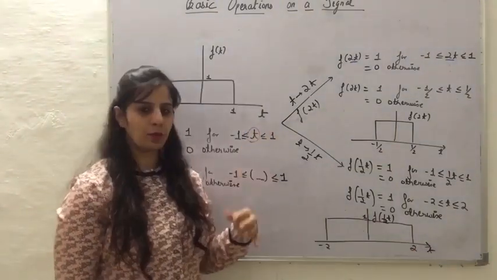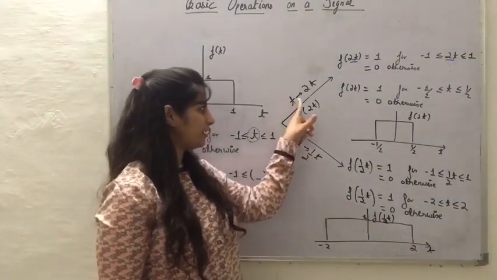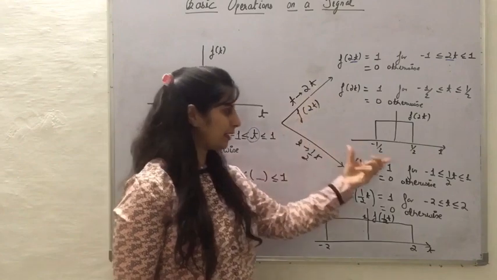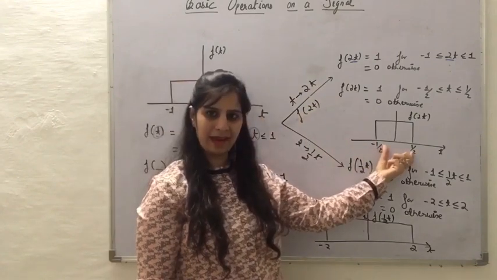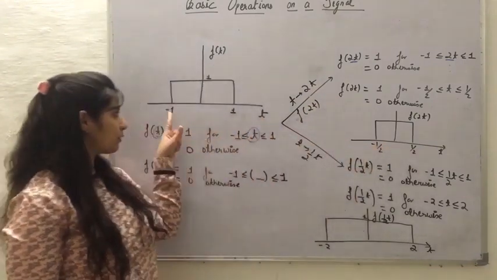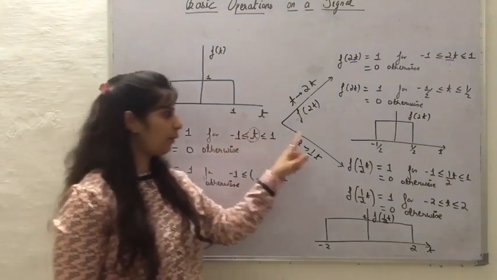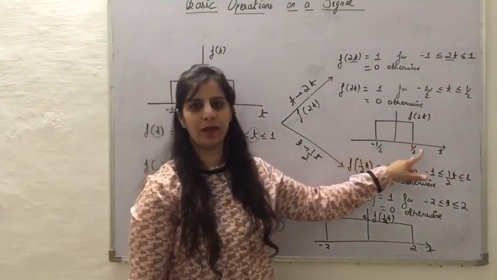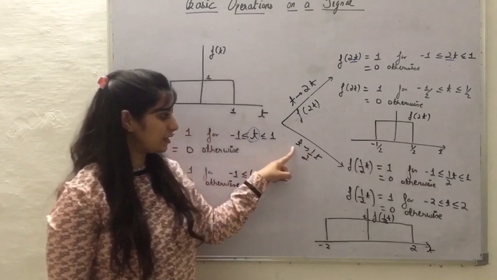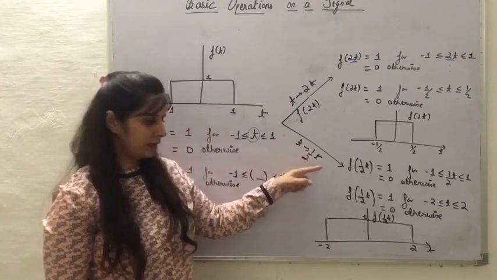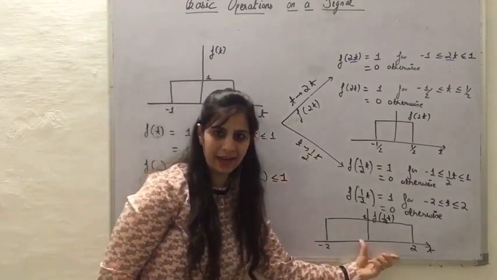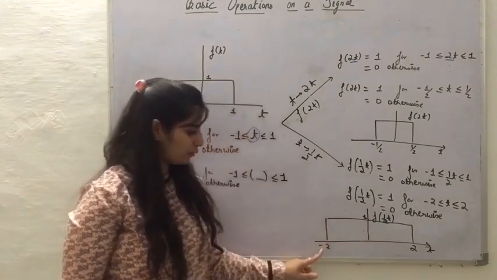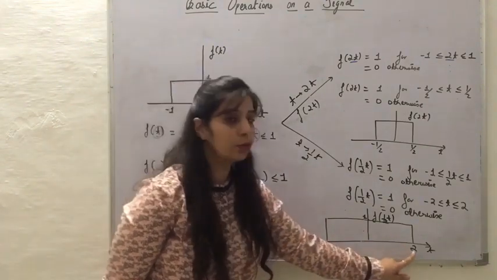So what do we observe here? When t is changing to 2t, the signal is getting compressed in the time domain, because earlier it was from minus 1 to 1, now it is from minus 1 by 2 to 1 by 2. When t is changing to 1 by 2 t, the signal is expanding in the time domain, because now it is going from minus 2 to 2.